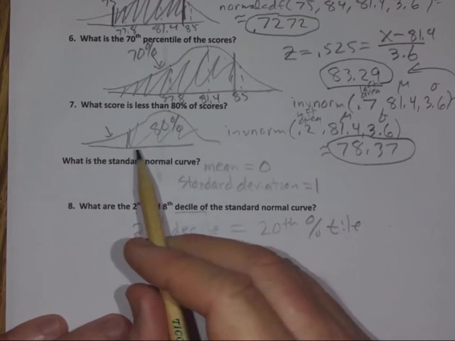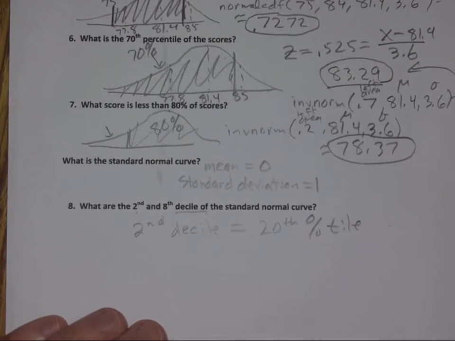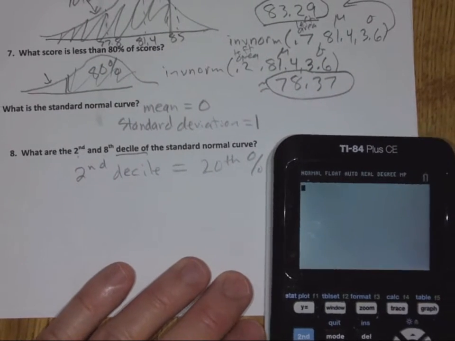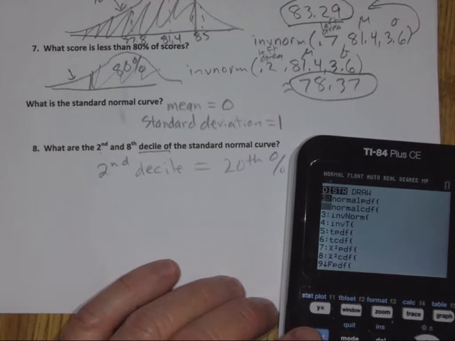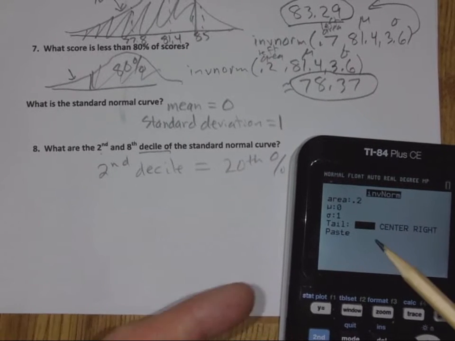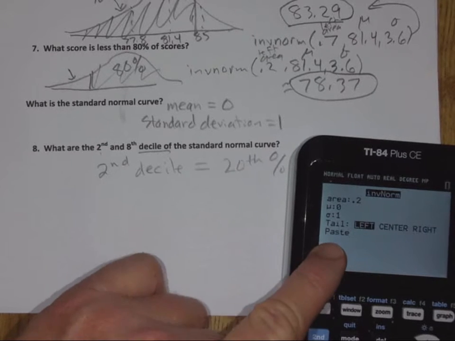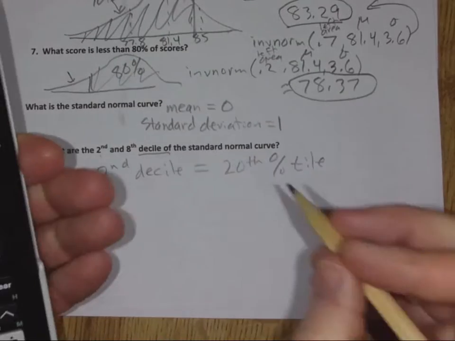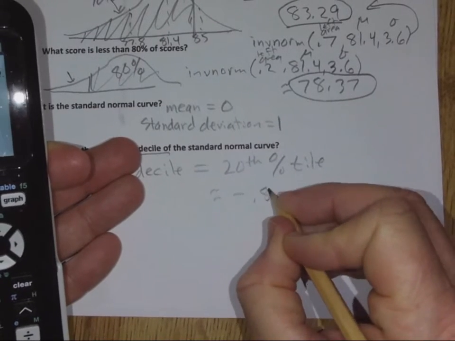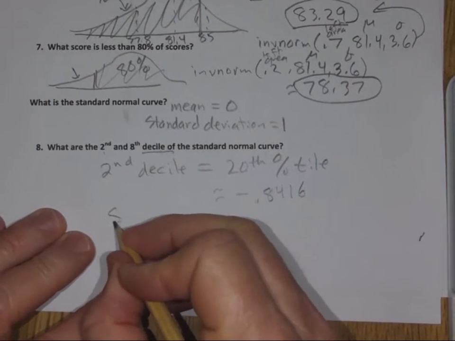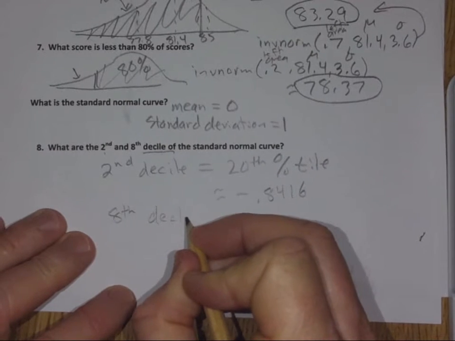And that is what the standard normal curve is. So, all right, the 20th percentile of the standard normal curve, so we will do this. We will go second distribution, and we'll do inverse norm, and 0.2, mean of 0, standard deviation of 1, which after you turn your calculator off, it actually automatically defaults to that value. But so we enter, and so we get negative 0.8416. So it's approximately equal to negative 0.8416.